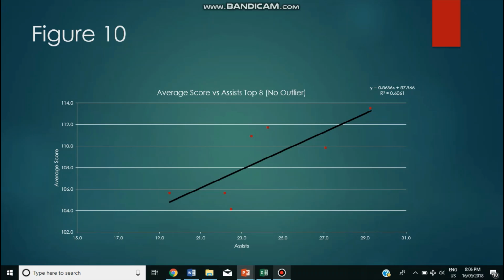In conclusion, we can see that there is some form of linear relationship between the scoring and assists put up. The experimental values that we achieved in the final tests were relatively close to the theoretical values that we were expecting.